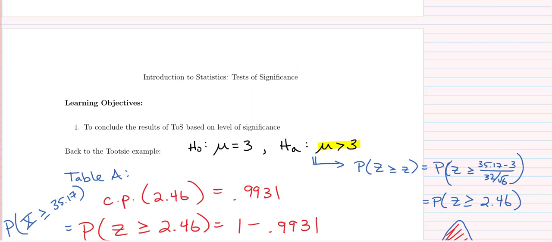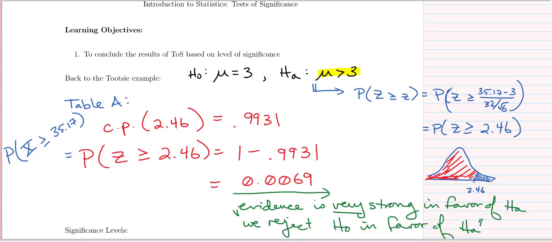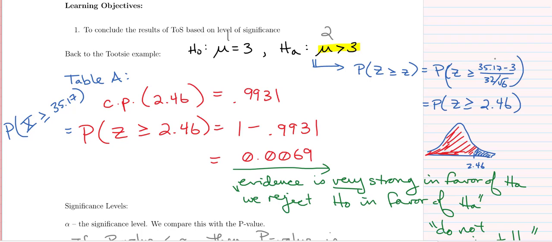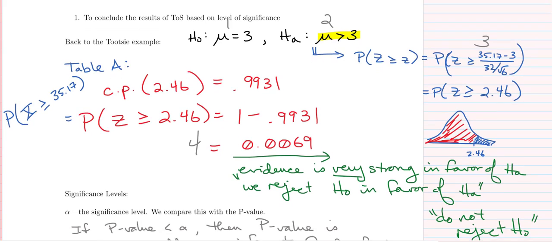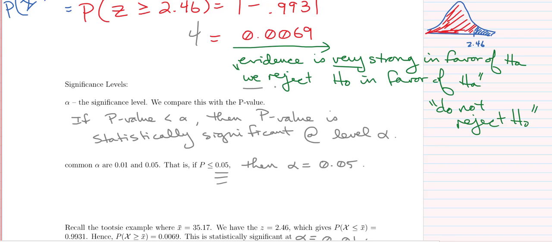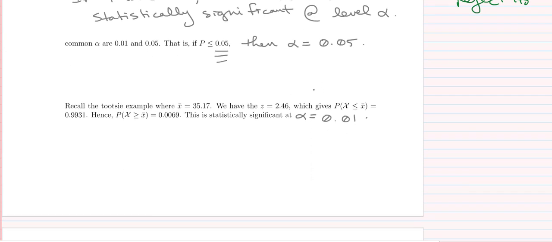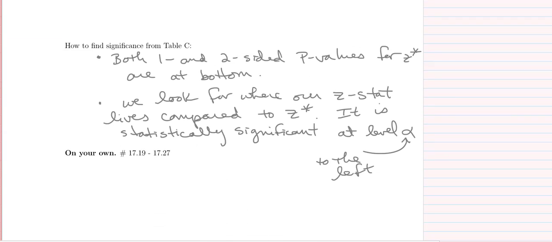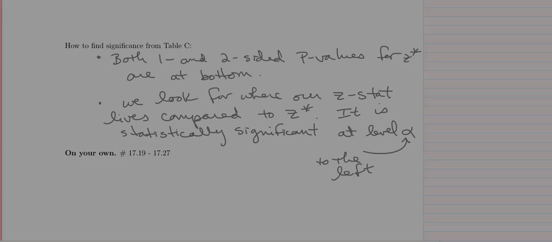So to summarize this video, we went through the steps of a test of significance again. 1, 2, 3, 4. And then step 5 was to figure out what the level of significance was, and to conclude. We concluded that we do reject H0 in favor of HA, and that our significance level is alpha equals 0.01. Also in this video we learned how to read Table C to determine what our statistical significance level is.